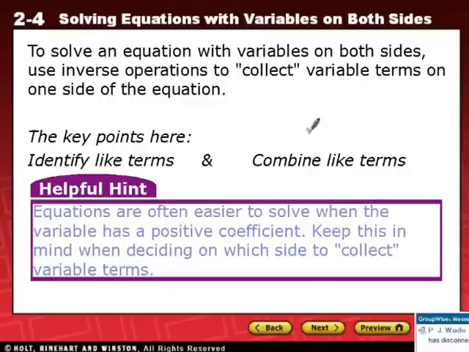Somewhere on your note page, probably somewhere below all of the boxes in the middle, you're going to want to write that down. Collect the variable terms on one side of the equation. It is easiest if you keep the coefficient, the number in front of the variable, positive, just because then there's fewer times when we lose track of that negative sign. So anytime you can make it positive, that's usually a good choice to make.